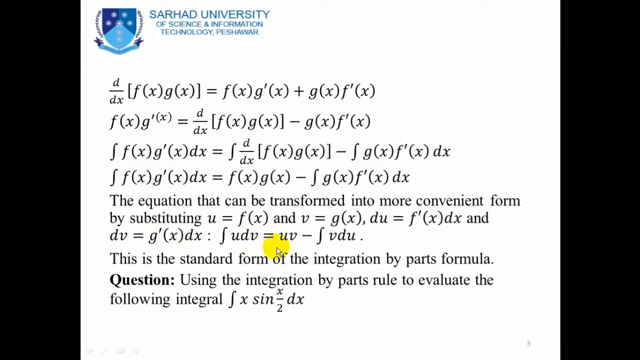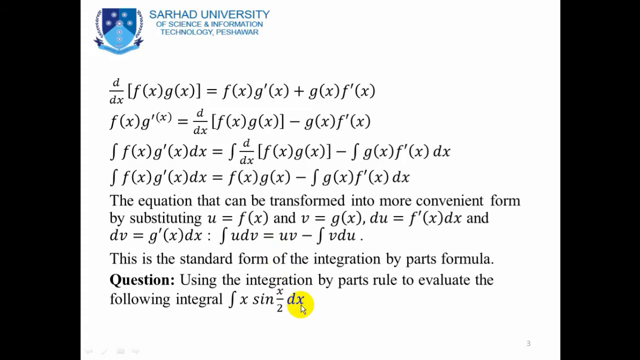So we call this formula: first function as it is, integration of second function, minus whole integration of the derivative of the first function and the integration of the second function. So this is the standard form of the integration by parts formula. I would like to tell you again, integration by parts is used when two functions are in multiplied form. So write the first function as it is and take the integration of the second function minus whole integration, take the derivative of the first function and take the integration of the second function. So this is the integration by parts formula.